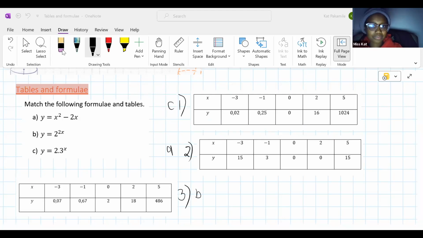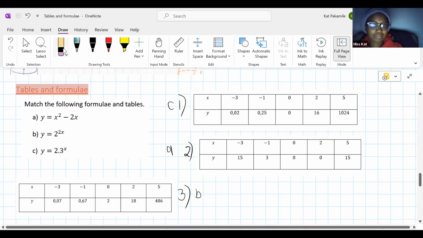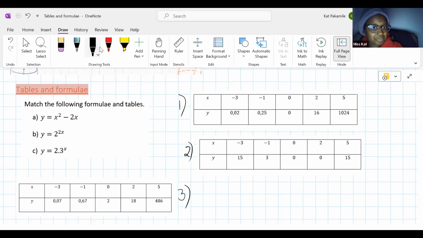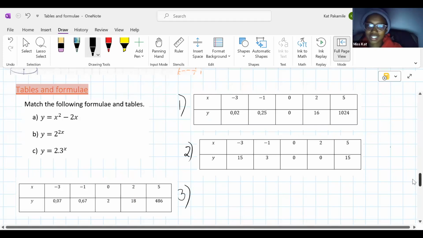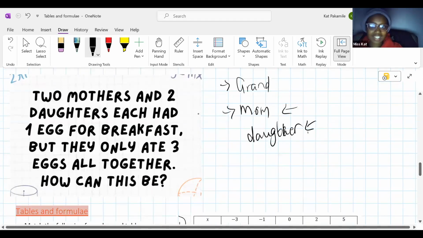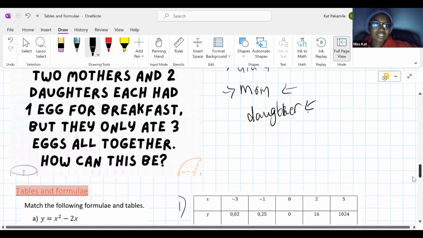Ma'am, about the brain break. It says there's 4 of them, but there's only 2 mothers and 2 daughters, because the grandmother's daughter is the other daughter's mother. Yes. Do you see? So, you get it, right, Eddie? Yes. Exactly. Good.